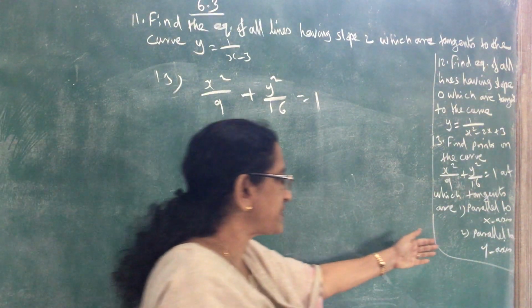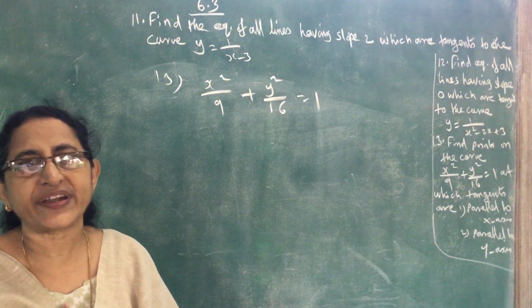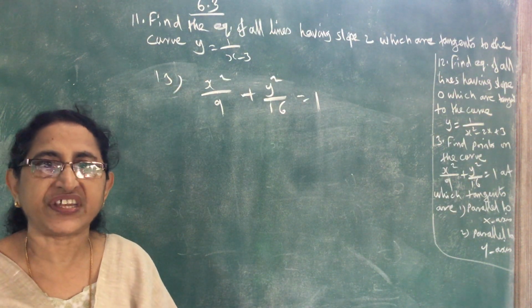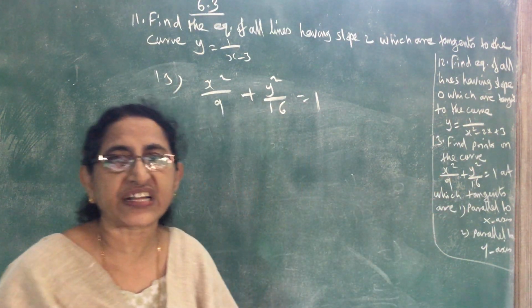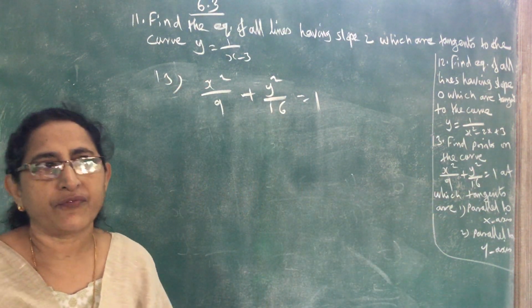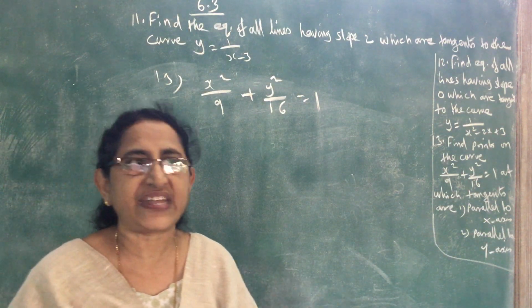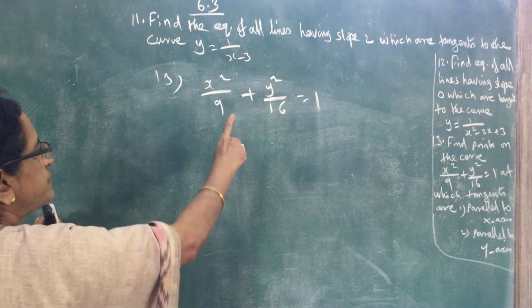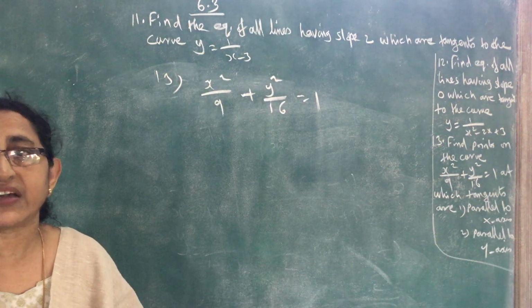And the second question, when the tangent is parallel to y-axis. When the tangent is parallel to y-axis, slope of the tangent will be infinity, not defined. So first we can find the slope of the tangent using dy by dx. If the equation of the curve is given, we can find the slope of the tangent, dy by dx. This is the equation of the curve, and using this we want to find dy by dx.